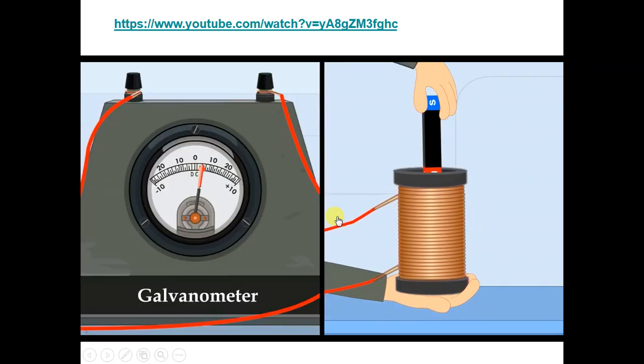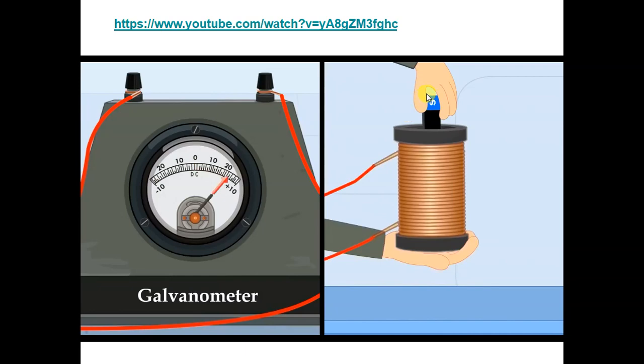Okay, so now he put the magnet at rest, he held it and he moved the coil. Okay, and he saw the same result. So it doesn't matter which one moves, the magnet or the coil. The most important thing is to have the relative motion.